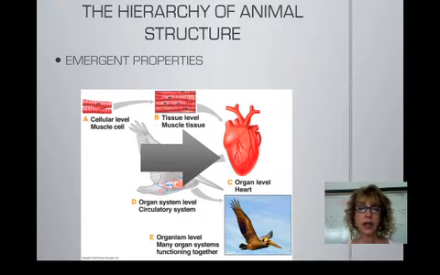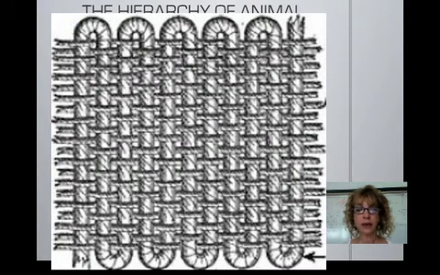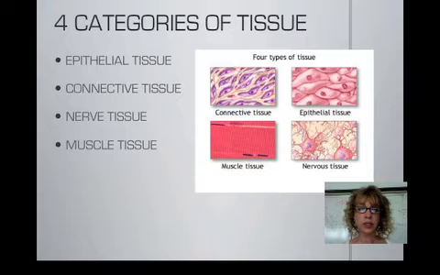To start with, a tissue is a group of cells with a common structure and function, and the term tissue is actually Latin for weave. There's 4 different categories of tissues: epithelial tissue, connective tissue, nervous tissue, and muscular tissue. Let's start with epithelial tissue.